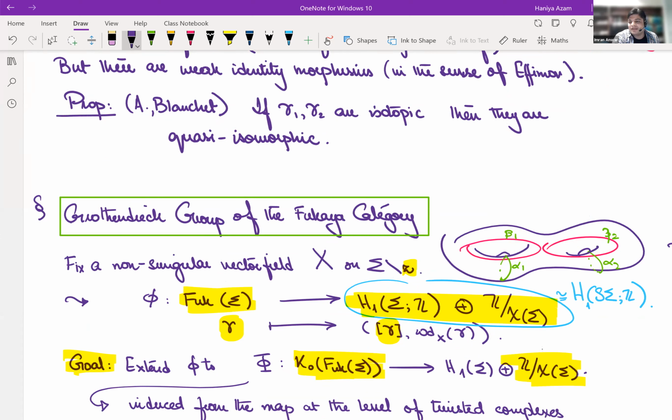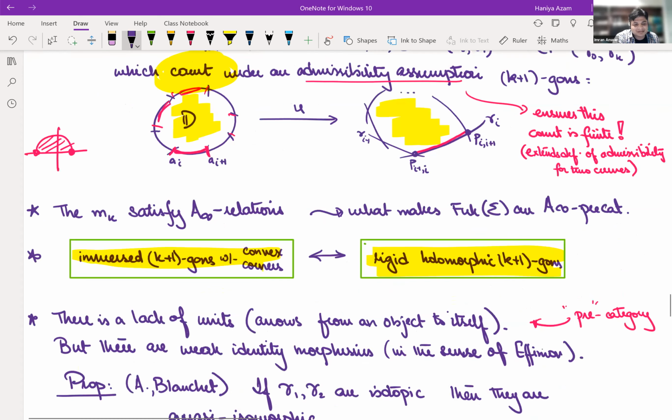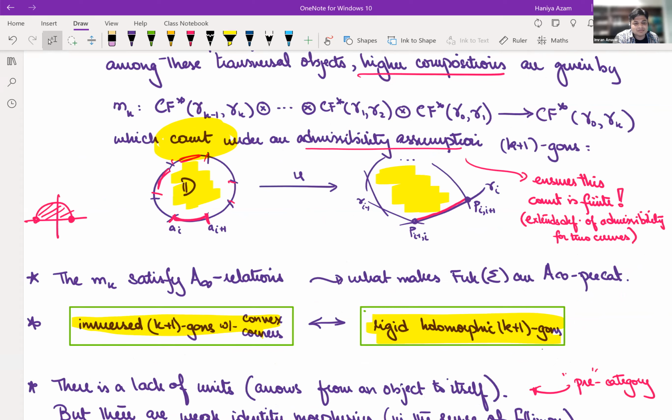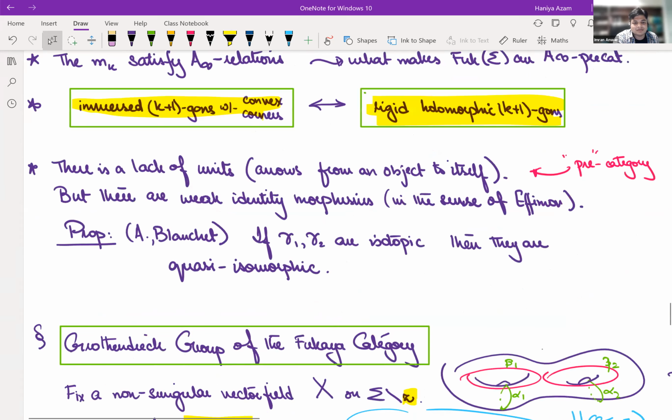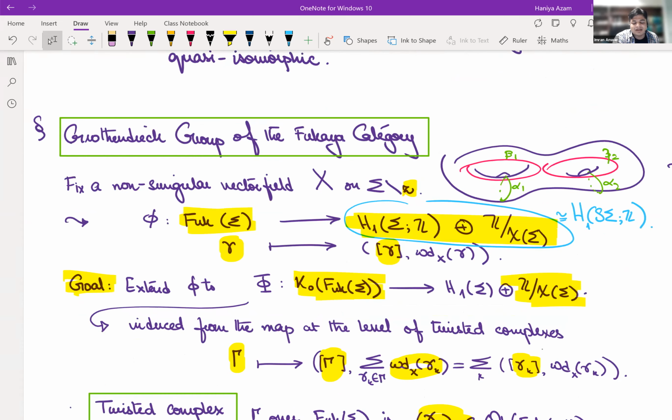Okay, Haniya, I would like to clear this map, the Fukaya category going to the Z to winding number. I think the group you are defining. Yeah, this one. I'm just curious about this second sum, the term which is appearing after the summation, which is Z quotient with the Euler characteristic. So what does it mean?